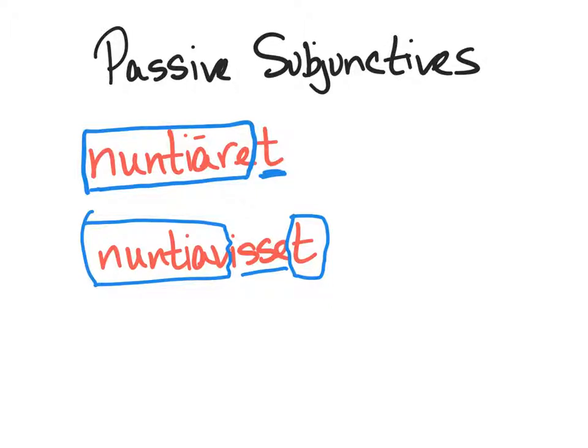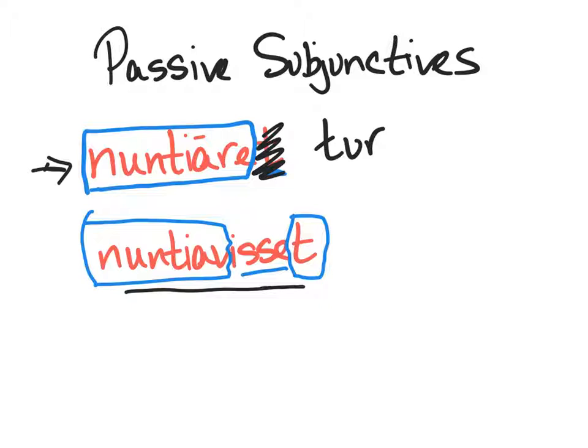How would we go about making it passive? Well, let's look at the imperfect subjunctive verb first, nuntiaret. How would we make the imperfect passive subjunctive? I betcha we could just swap out that active ending for a passive ending, nuntiaretur. Oh, that was a piece of cake.